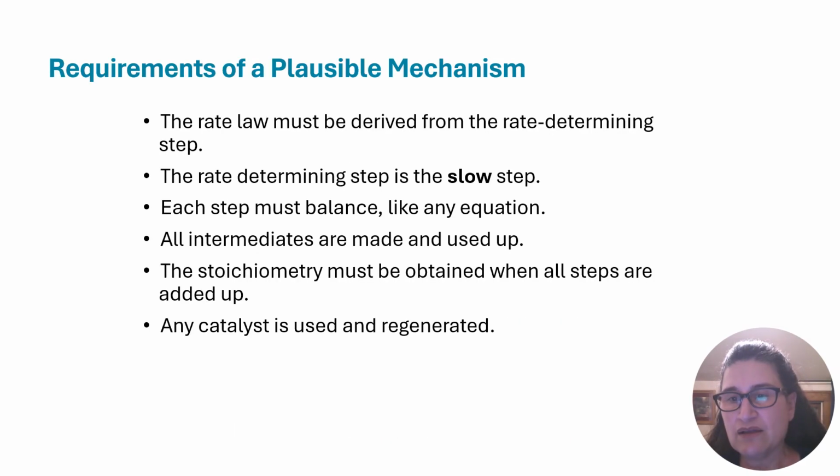All right, now the rate law has to be derived from the rate determining step. And that rate determining step is the slowest one. And each step has to balance, just like any other equation. All the intermediates should cancel out to show that they're used up. And the stoichiometry should be, when all steps are added up, meaning we're going to combine all the reactants together, all the products, and cancel out any of the intermediates. And any catalyst that is there should be used, and then we could reuse it. We should be able to extract it when it's done.